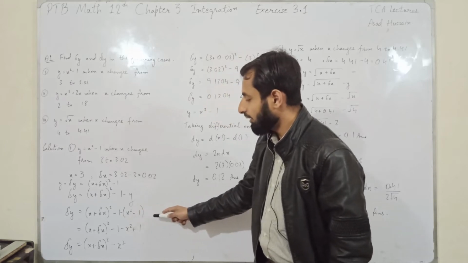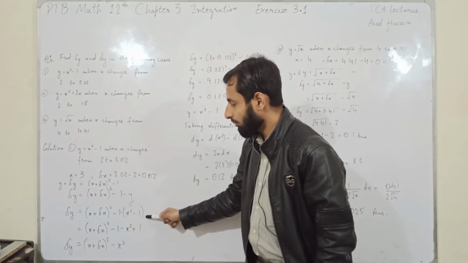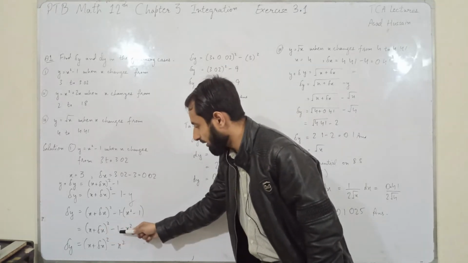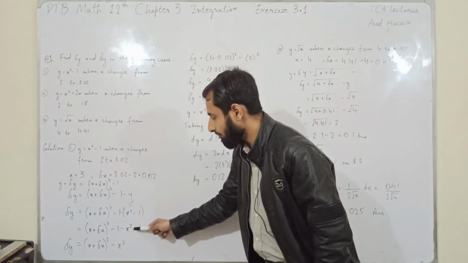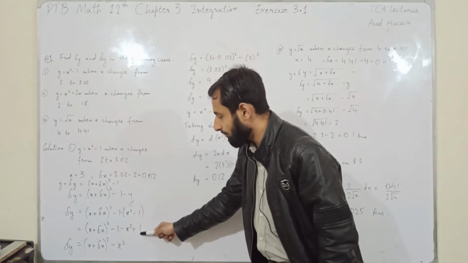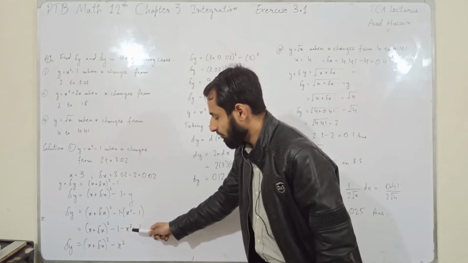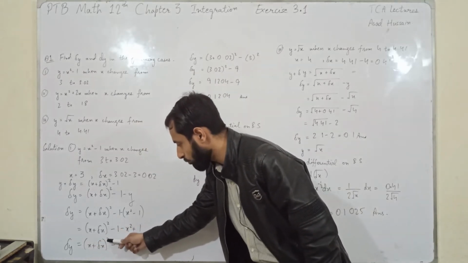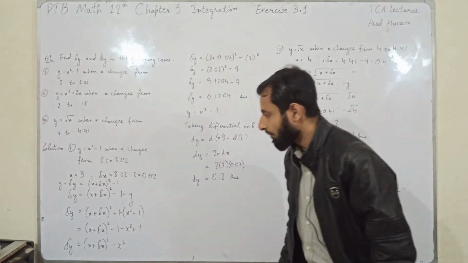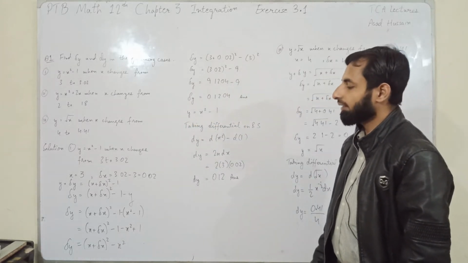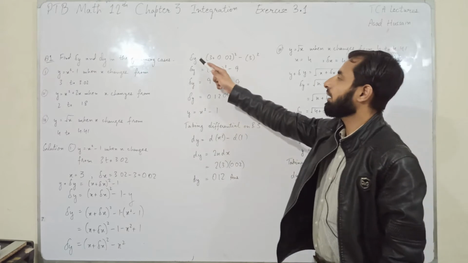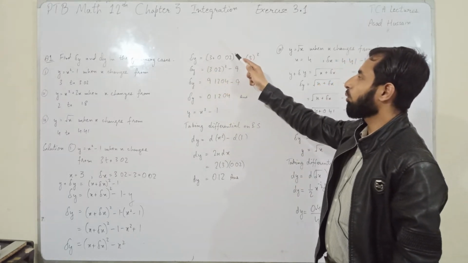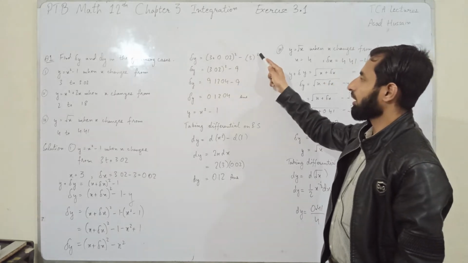Opening this bracket changes all the signs in this bracket, which gives us (x plus delta x) whole square minus 1 minus x square plus 1. Minus 1 is cancelled by this plus 1, which gives us delta y is equal to (x plus delta x) whole square minus x square. Now putting the values of x and delta x in this equation, we get delta y is equal to (3 plus 0.02) whole square minus 3 square.